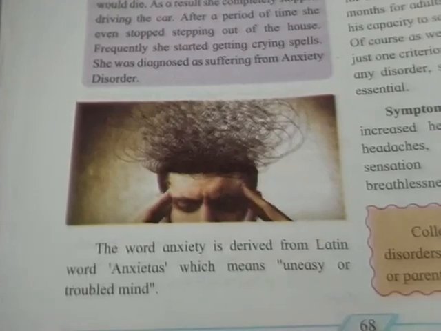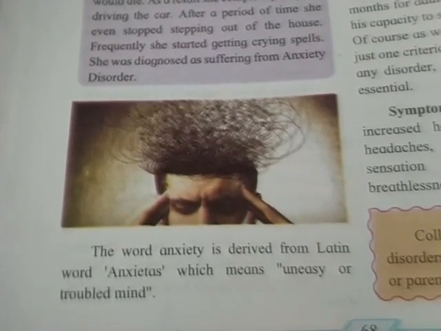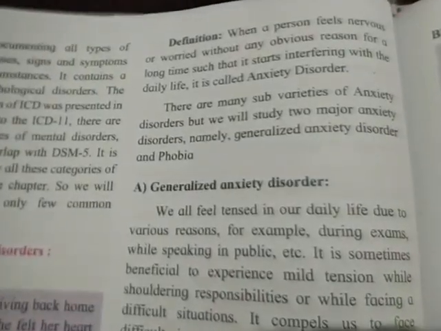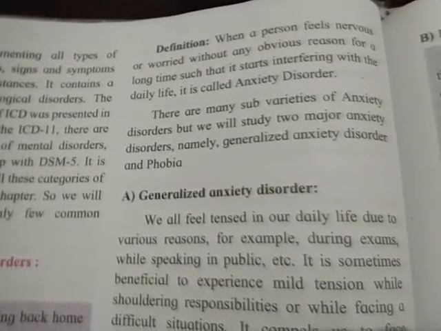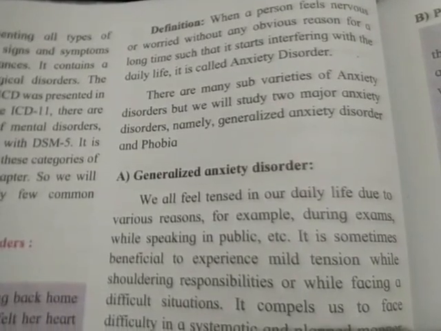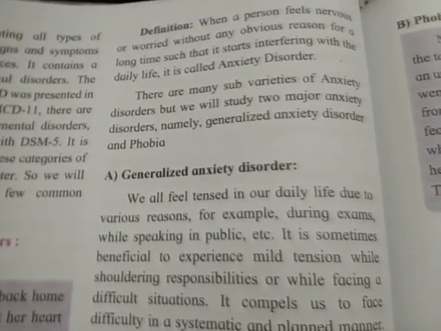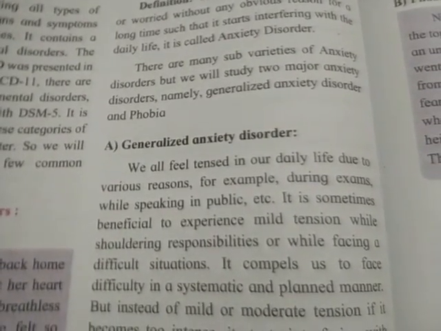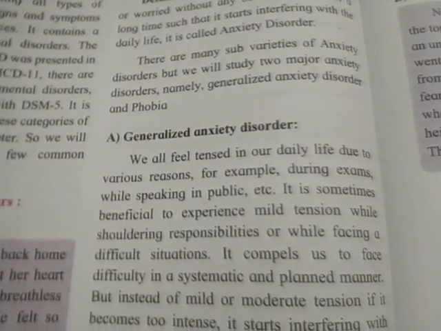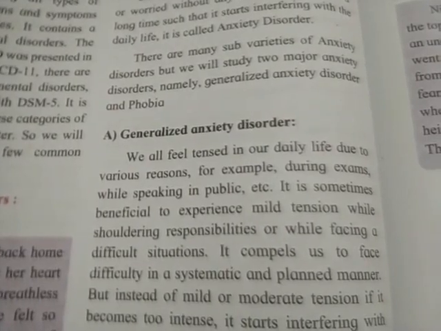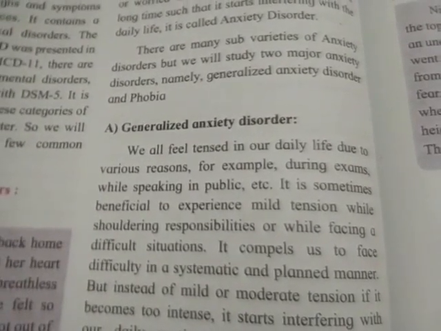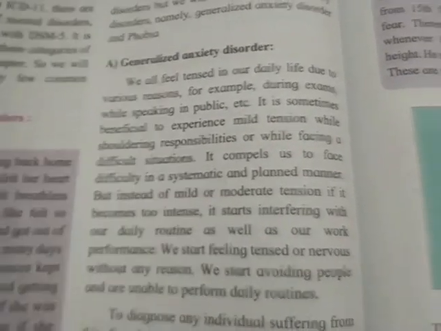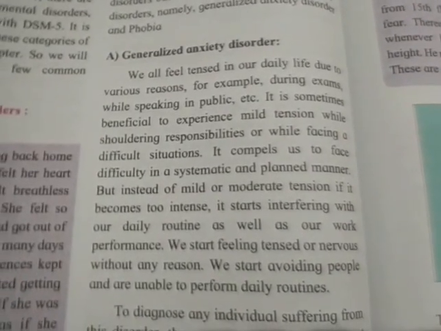The word anxiety is derived from the Latin word anxietas, which means uneasy or trouble-minded. Definition: when a person feels nervous or worried without any obvious reason for a long time, such that it starts interfering with daily life, it is called anxiety disorder. There are many sub-varieties of anxiety disorders, but we will study two major anxiety disorders, namely generalized anxiety disorder and phobia. A. Generalized anxiety disorder.